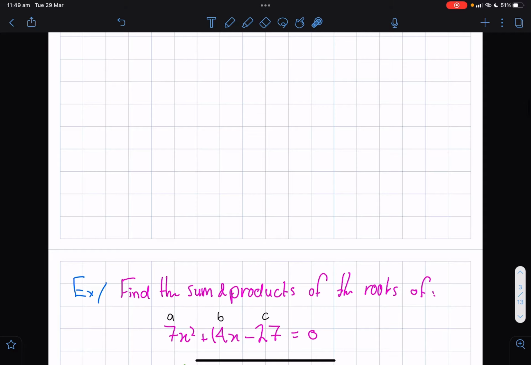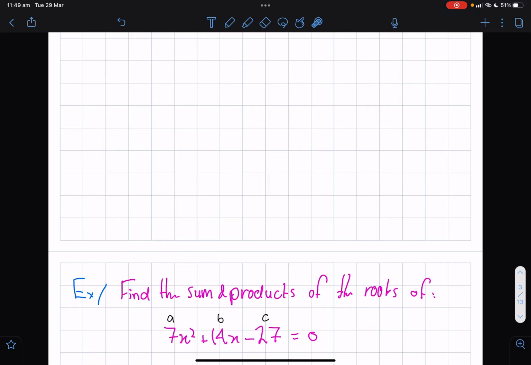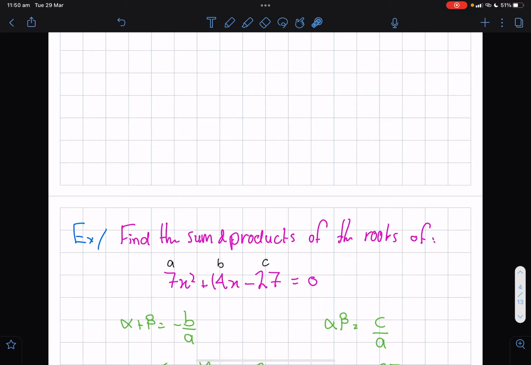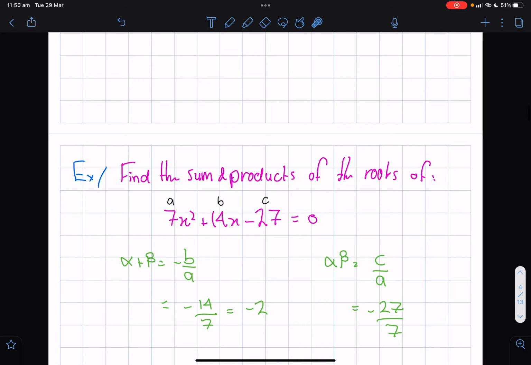An example of this, so find the sum and the product of the roots of the quadratic 7x squared plus 14x take 27 equals 0. All right, so remember, a is the coefficient of our x squared term, b is the coefficient of our x term, and c is our constant coefficient, okay? So alpha plus beta equals negative b on a, alpha times beta equals c on a. So we're just going to substitute those values in, and we can see that alpha plus beta equals negative 2, and alpha times beta is negative 27 on 7.